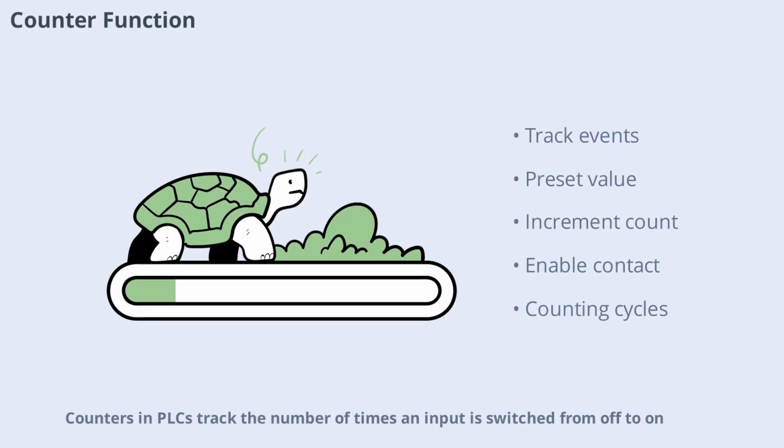Counters in PLCs track the number of times an input is switched from off to on. Before using a counter, a preset value is set. Each time the input changes, the counter increments by 1. When the preset value is reached, the counter contact is enabled, triggering an output. Counters are used for counting events, pulses, or cycles in automation.